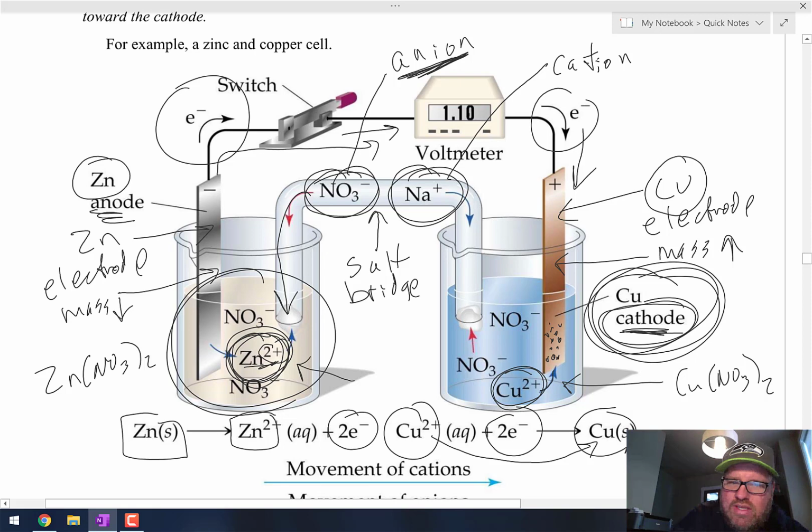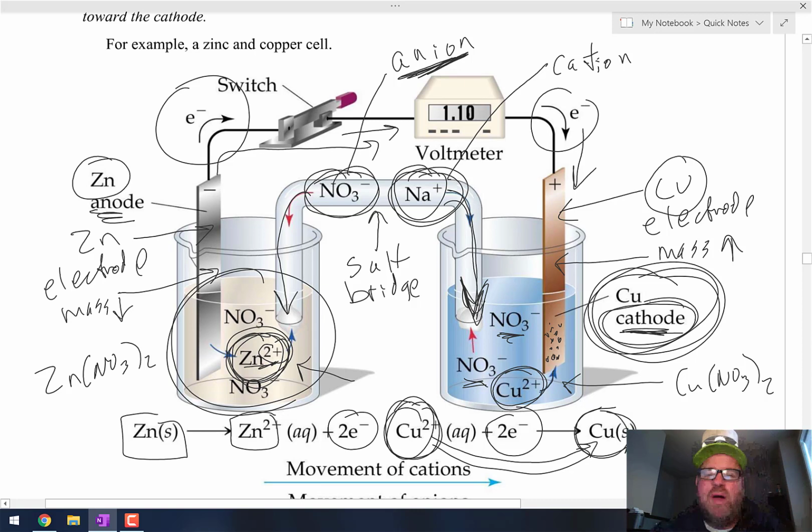Why do we need these cations to flow into here? Is because we're losing positive charges. And so now we're going to start to get a buildup of these NO3 minuses. And again, to maintain the electrical neutrality of that solution, we need more positive ions to flow into here, because the copper ions are turning into copper metal and thereby reducing the positive charges in that solution.